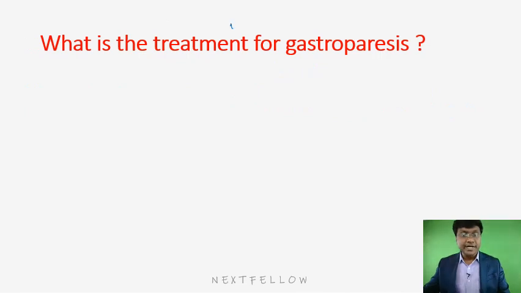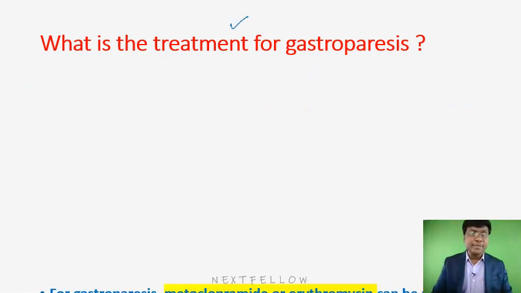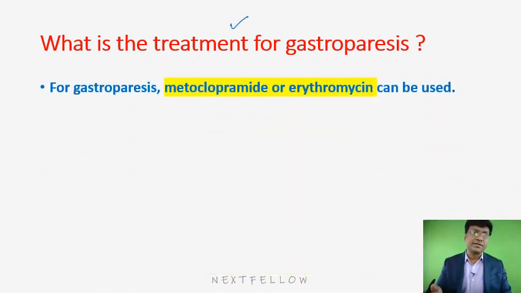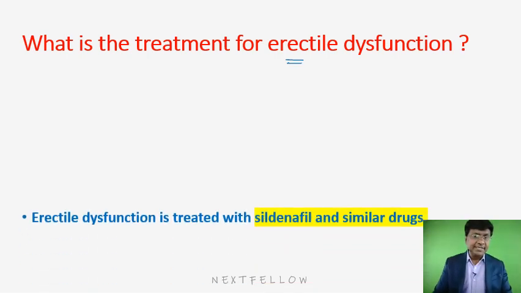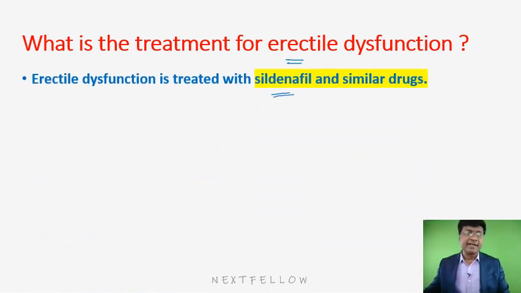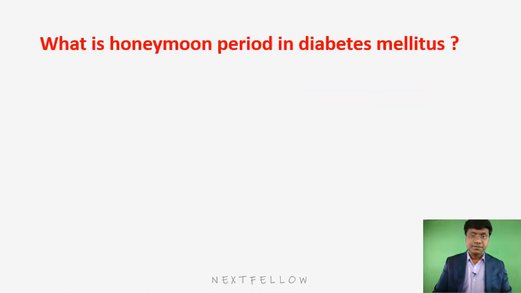Next, how do you treat gastroparesis? For gastroparesis, you need to give a prokinetic drug, and that is metoclopramide or erythromycin. That is how you will treat the gastroparesis. Now, what is the treatment for erectile dysfunction? Because 50% of individuals develop erectile dysfunction. For that, you need to give sildenafil. That will be the drug for erectile dysfunction.